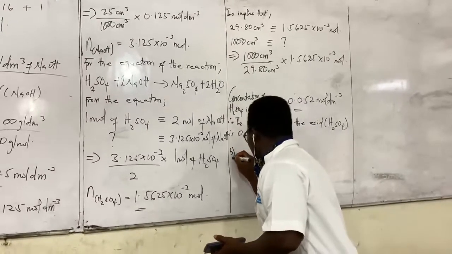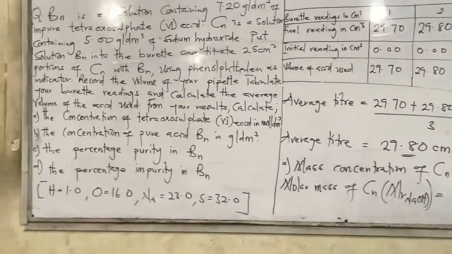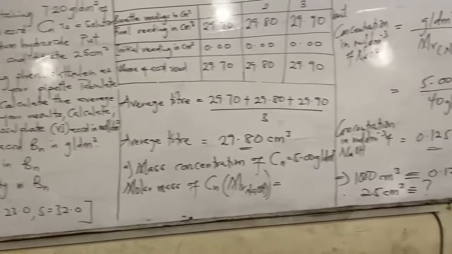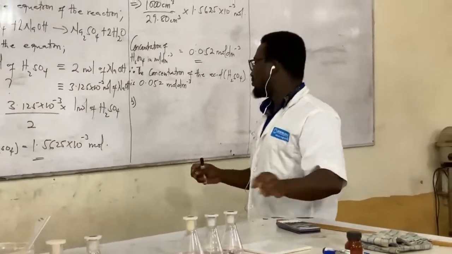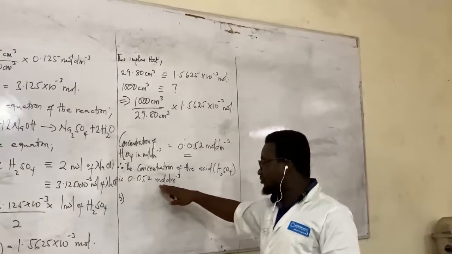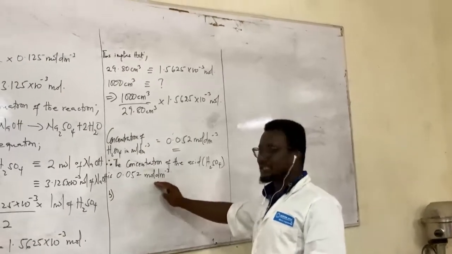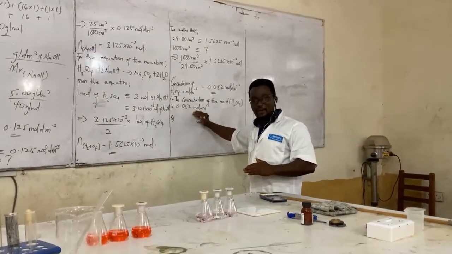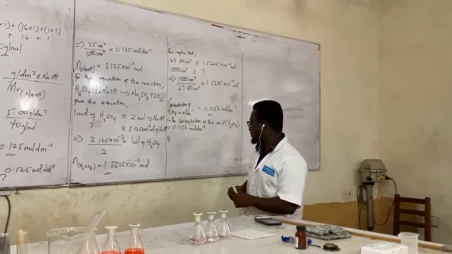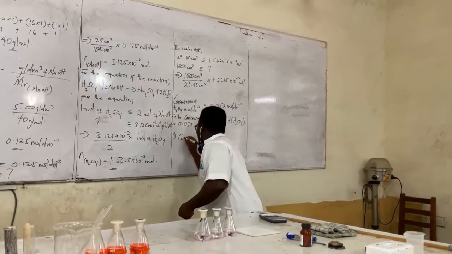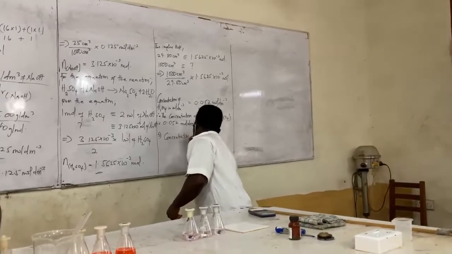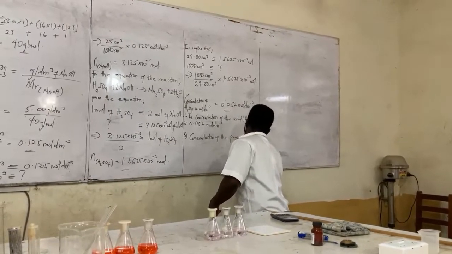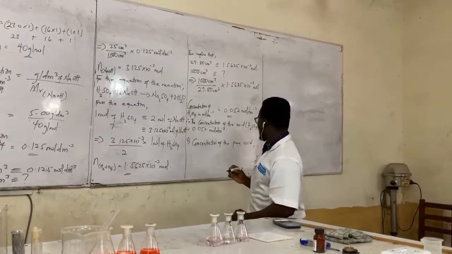Now B. For the B, he said concentration of the pure acid, in gram per dm3. Now this is very, very simple. Once you have been able to determine the concentration of the acid in mole per dm3, it is just a conversion factor. So we have our concentration in mole per dm3. We are going to convert to gram per dm3. So we will use our formula. Concentration of the pure acid.